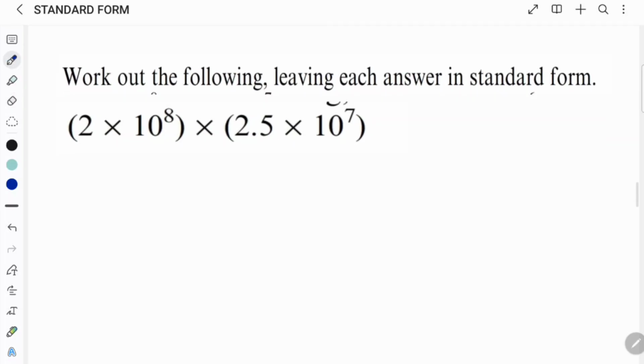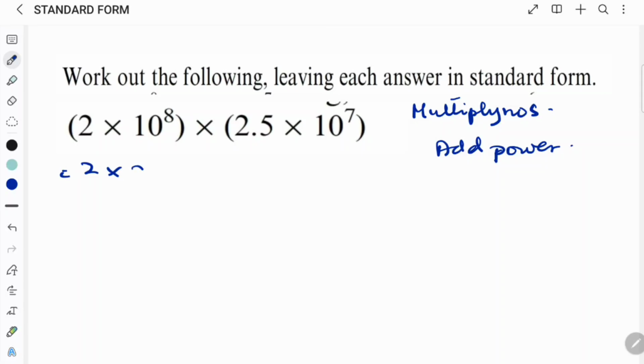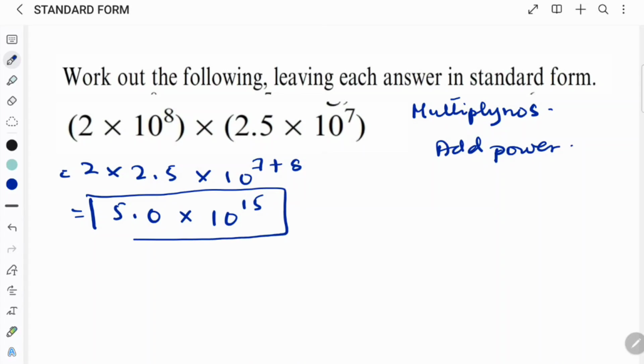All right, so this is 2 times 2.5. In multiplication, we multiply the numbers and add the powers. Multiplication, multiply numbers, add powers. Okay, 2 into 2.5, 10, 7 plus 8. All right, so what do? You just, you know that double of 2.5 is 5.0. 7 and 8 add together, it will become 15, and that is the answer for this question.